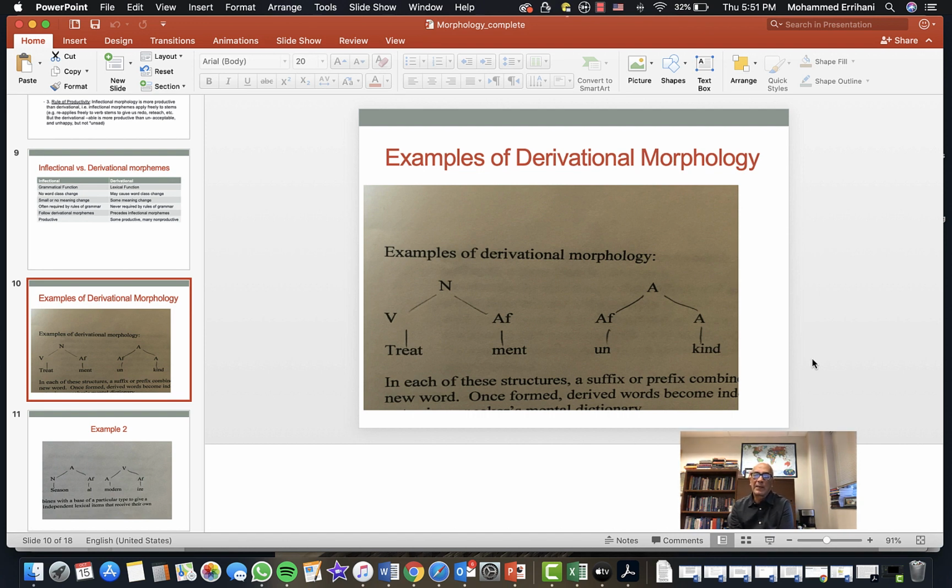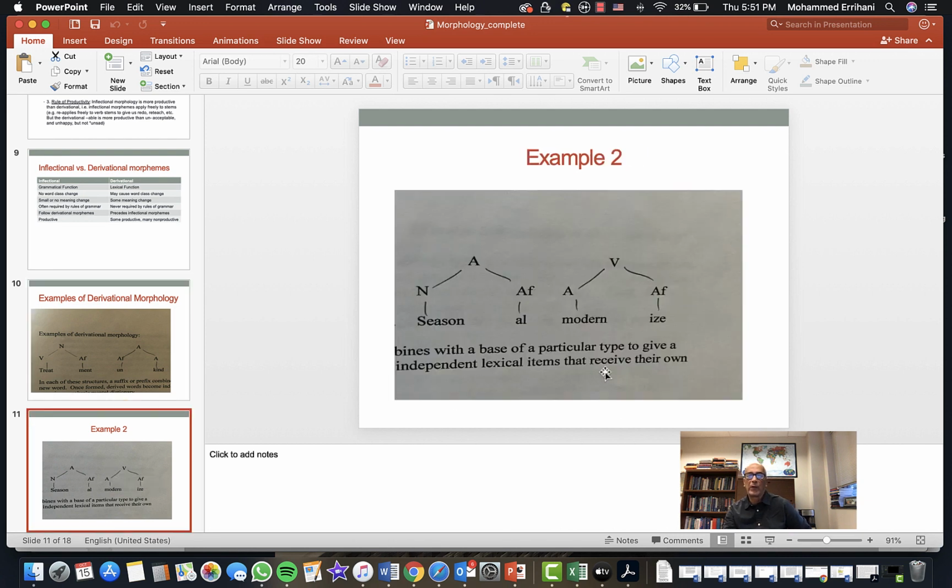The other one is unkind. Unkind is an adjective that consists of an affix, or a derivational morpheme, and an adjective, kind. So unkind, obviously when you add un, there's a change in meaning. Therefore, un is a derivational morpheme. So these are two examples that show you how we form derivational morphology by adding derivational morphemes to an existing word.